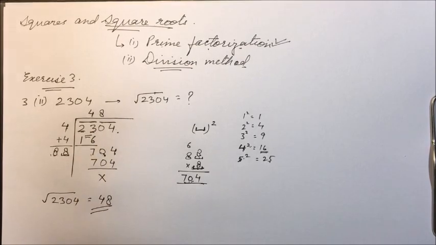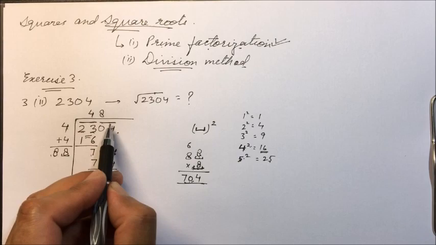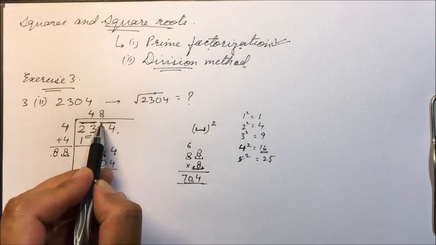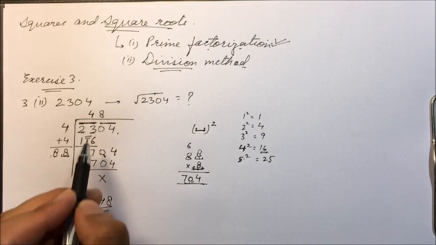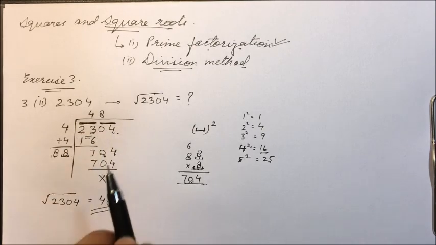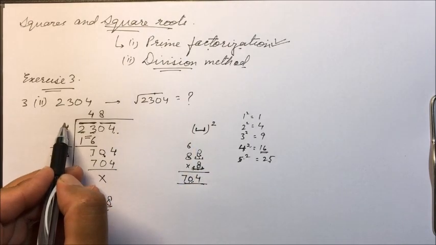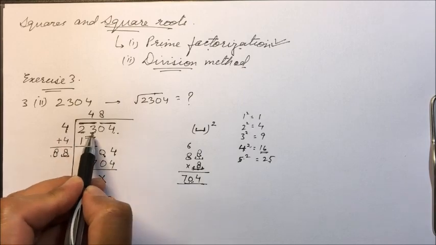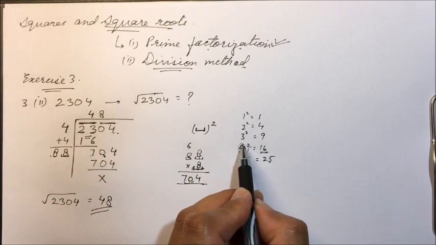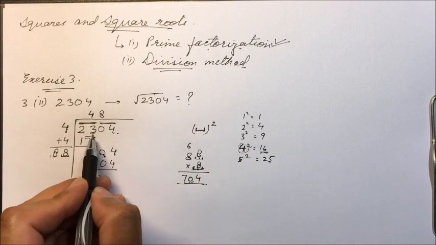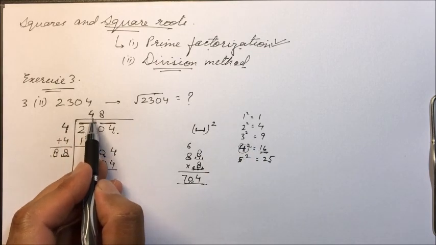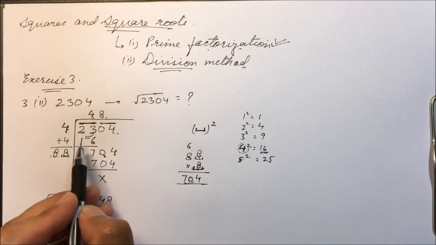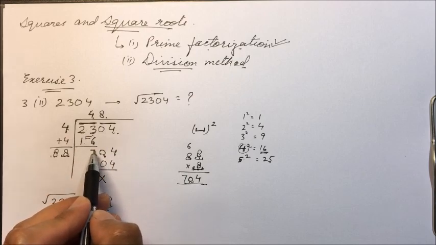So what did we see again? We made the pairs, starting from this side: one pair 0 4, the other pair 2 3. Now we take the greatest number such that its square does not exceed 23, and that greatest number is 4. We write 4 here and here, and the quotient is 4. 4 times 4 is 16, so the remainder we got is 7.